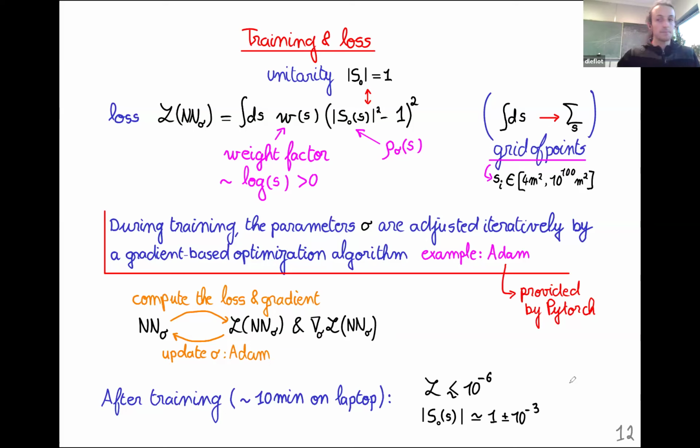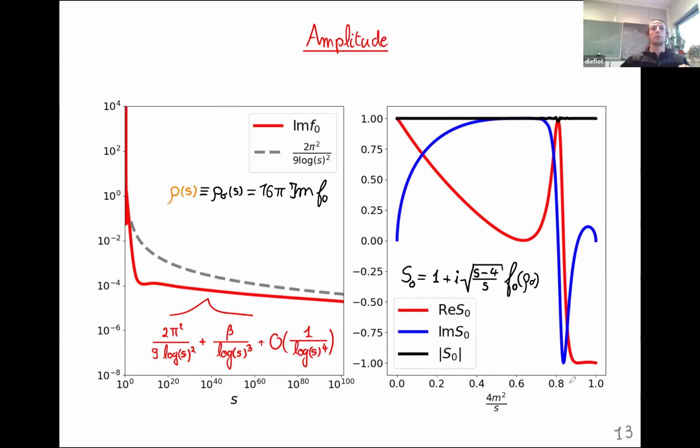Okay, so now I will show you an example of an amplitude we could get using our neural network. We will first look at the right plot. There the horizontal axis is 4 over S. So the high energy is around 0. First, if we look at the modulus of the spin zero partial wave, you can see that it is indeed approximately equal to 1 everywhere. So we indeed imposed unitarity.